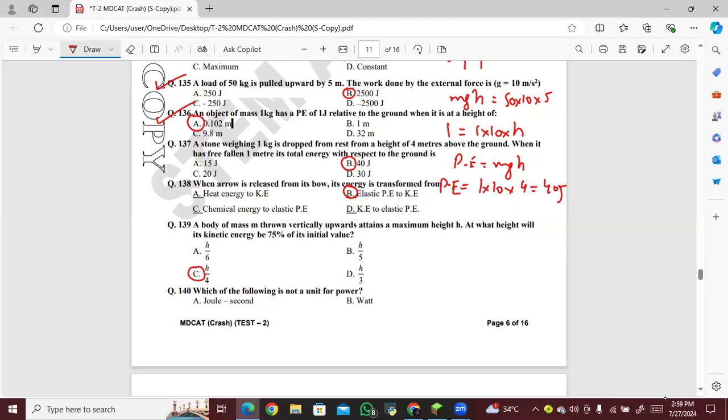You can solve it without a calculator, without doing any mathematical work. You can solve it by simple logic, because when you throw a body upward, its kinetic energy decreases and potential energy increases. Its kinetic energy remains 75% only when the potential energy remains 25%, and that is at h by 4, because 1 by 4 is 0.25, and when you take the percentage of it, 0.25 multiplied by 100, it becomes 25%. So the answer is C.